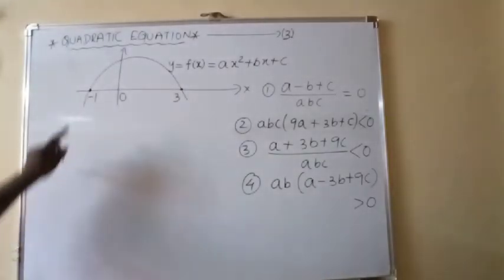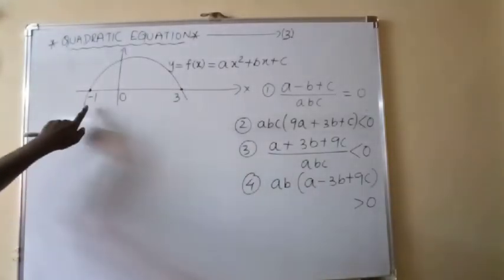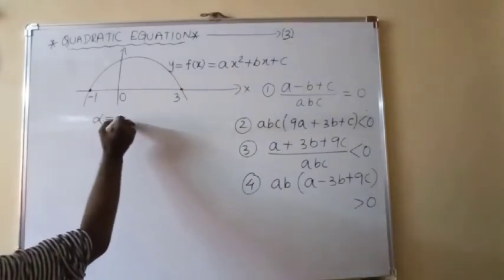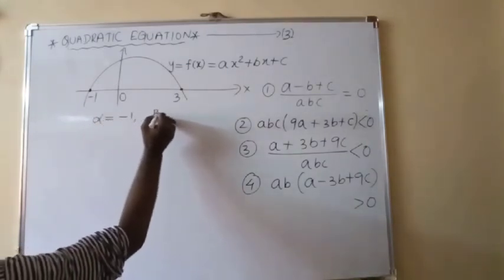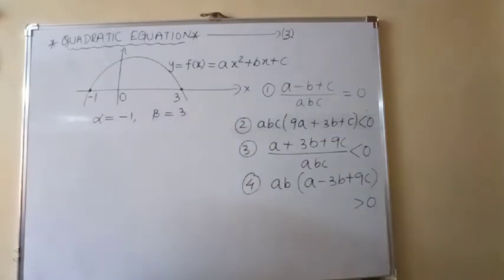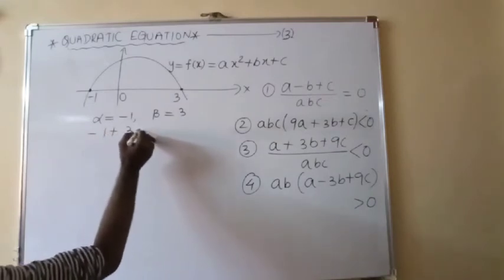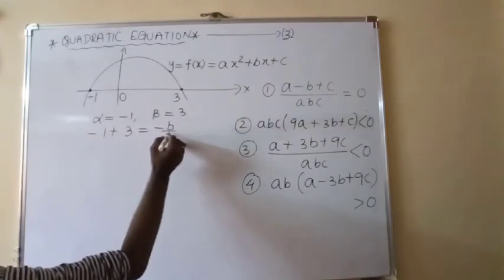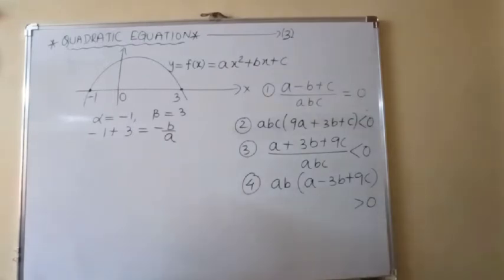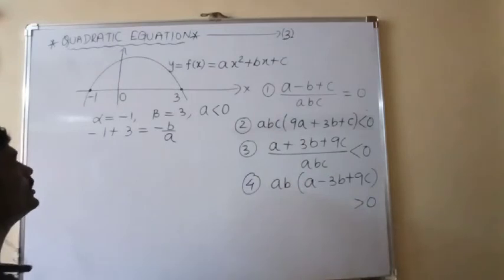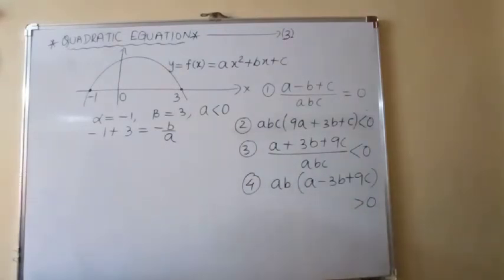Okay, clearly from the graph it cuts the x-axis at minus 1 and 3. Then what are the roots? Minus 1 and 3. So the sum of the roots, minus 1 plus 3, the sum of the roots formula is what? Minus b by a only. And also one more point. It is what kind of parabola? Downward parabola. Downward parabola means the a value should be negative only.